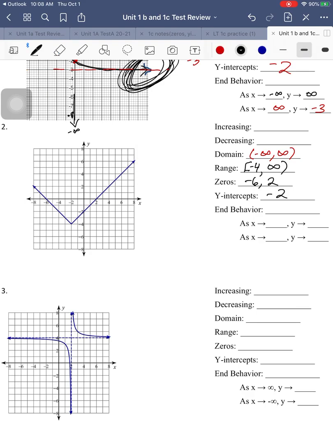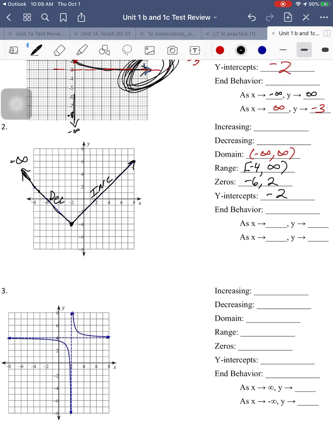Increase and decrease, we haven't talked about that. So I'm going to label the graph first. Start on the left, and left to right, it's going down, so that's decreasing. And then as it hits this vertex, minimum point, it's going to go back to increasing. So now we need to label the segments that are increasing and decreasing. Increasing and decreasing intervals, segments, intervals.